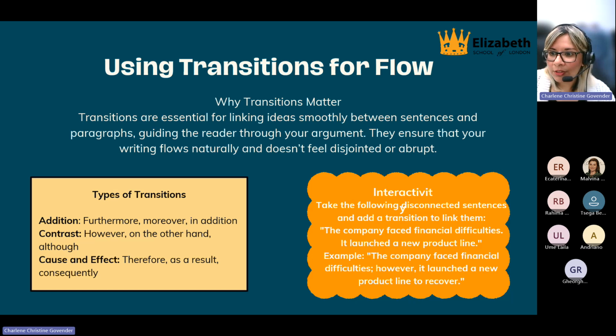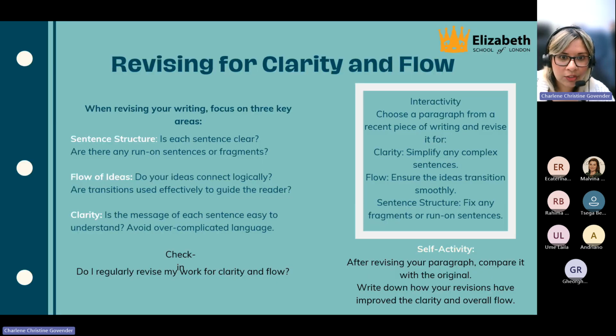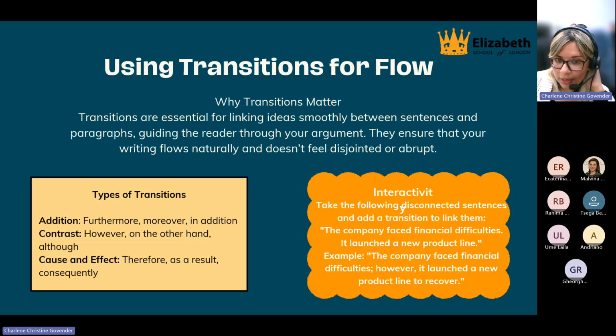Okay, so we want to make sure we are focusing on variety in our writing. All right, so I want you to think about any other ones that you know that can show transition before I go to my next slide. So I got some here: addition, contrast, cause and effect. But can you think of any other words to show transition?